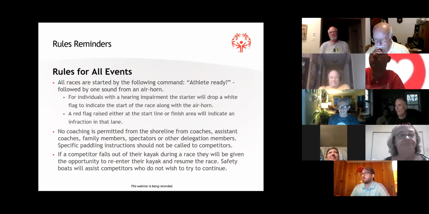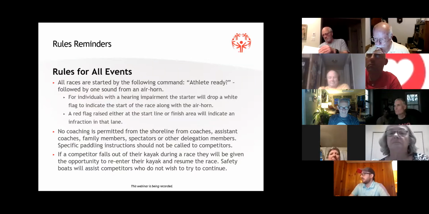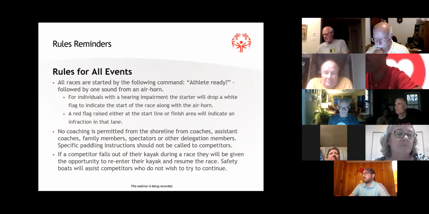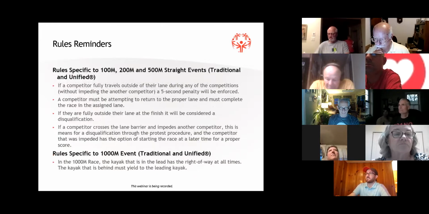If a competitor falls out of their kayak, they'll be given the opportunity to re-enter. If not, they will be rescued. Just like Jim said before, we're going to save athletes. We're not worried about social distancing if somebody goes overboard. We're saving athletes. That's priority number one, safety for athletes.